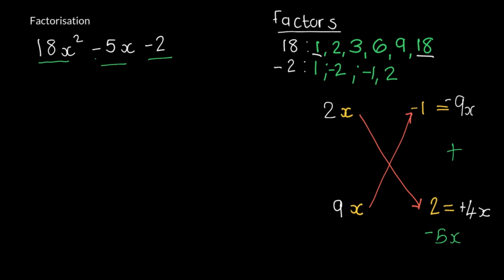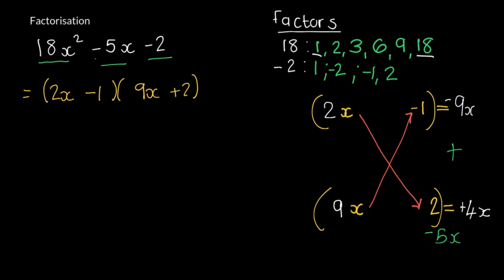So in this case, I'm going to write out my brackets, because remember we're factorizing. I'm going to write them out exactly the way they've been written here. Those are my two brackets. So my answer here is going to be 2x minus 1 and 9x plus 2. And that's the answer we were looking for.